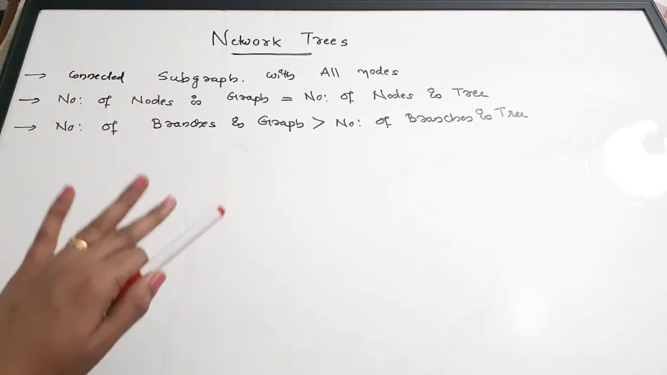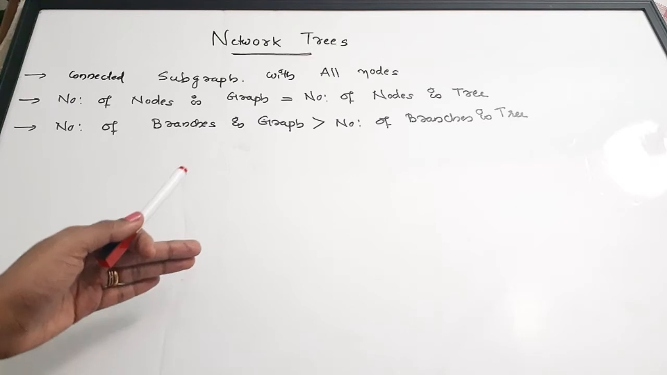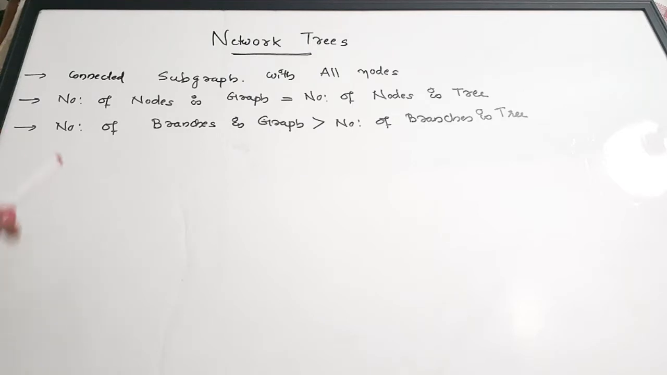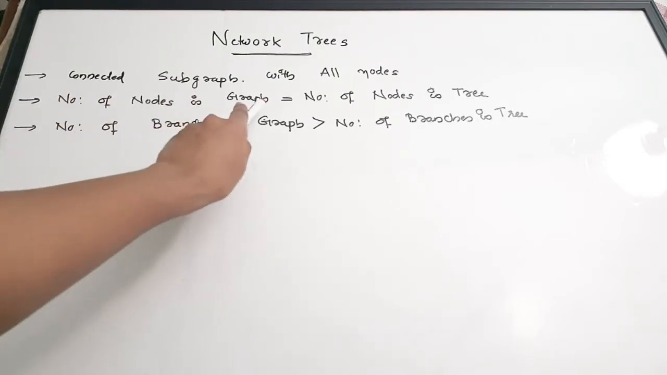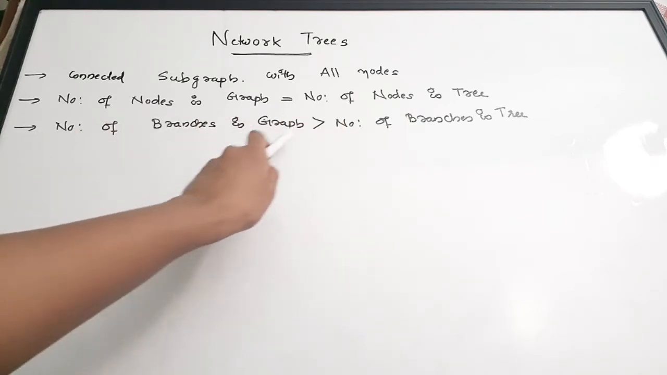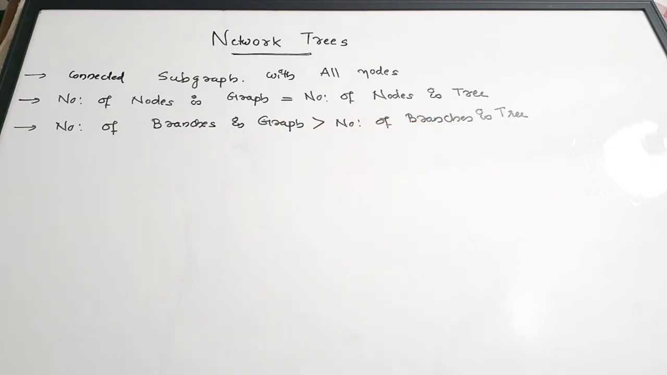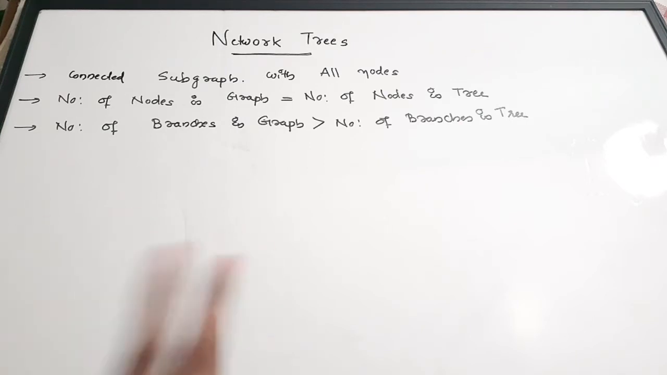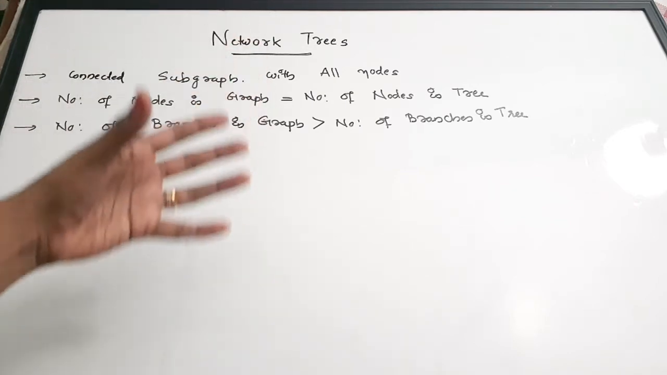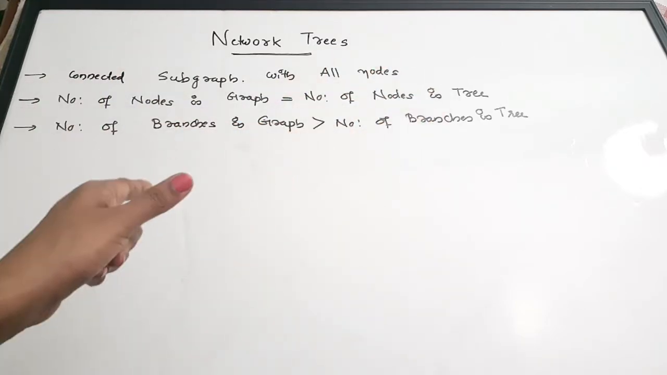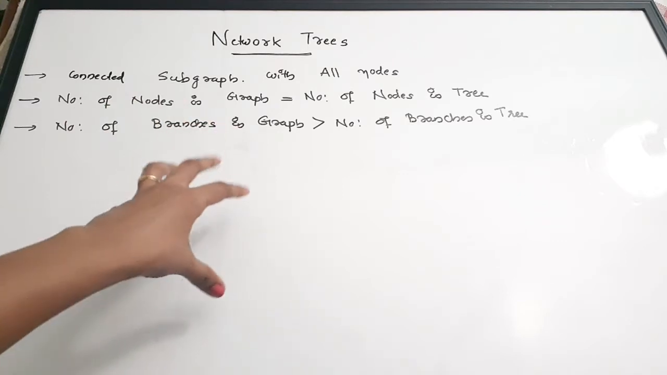But just know, if you are given a graph and you have to form a tree out of it, you have to include all the nodes in the given graph. So the first condition is that the number of nodes in the graph is equal to the number of nodes in the tree, but the number of branches in the graph should be greater than the number of branches in the tree. We form the trees from a graph by removing certain branches from the graph. As a result, the number of branches in the tree will be less than the total number of branches present in the given graph.